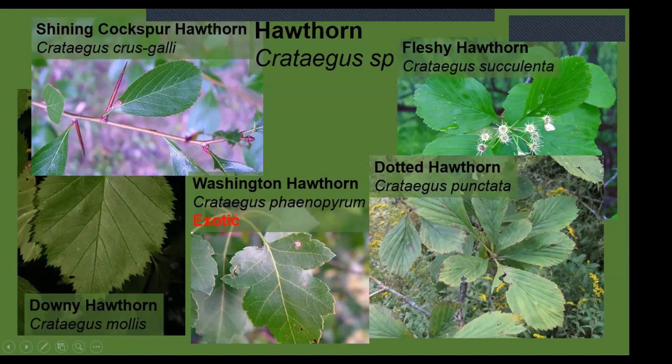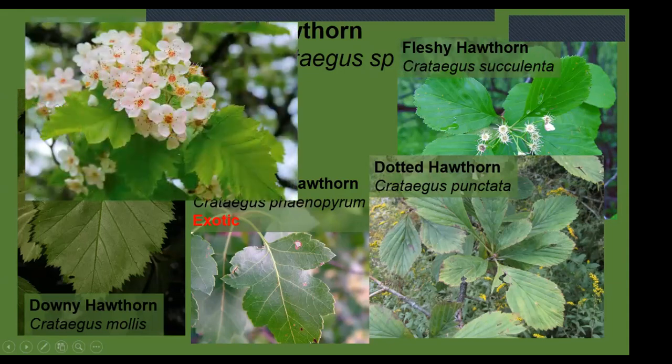This is an exotic hawthorn called the Washington hawthorn, with these sort of lobed leaves. Now, most of the hawthorns that you'll see, either exotic or native ones, are unlobed. I'm not going to go into it, but some of the English hawthorns have lobed leaves. This is a little bit of that lobing on the Washington hawthorn.